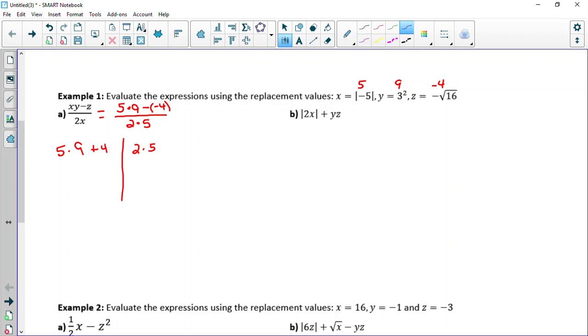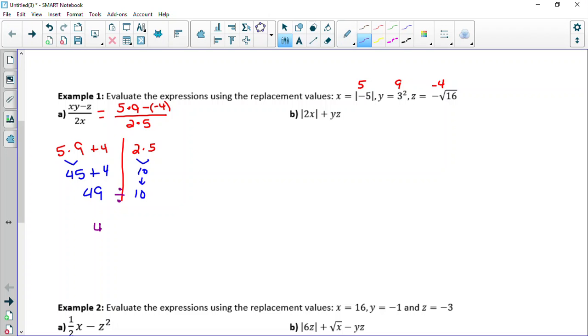So let's go ahead and start with this side. We've got multiplication and addition. GEMDAS tells me I multiply first, so I get 45 plus 4. And now I can add those together. 45 plus 4 gives me 49. Now I can come over here, and I get 2 times 5 is 10. Just drop that down so it's on the same level here. And now my job next is to actually divide these.